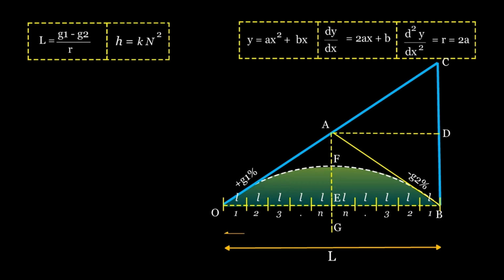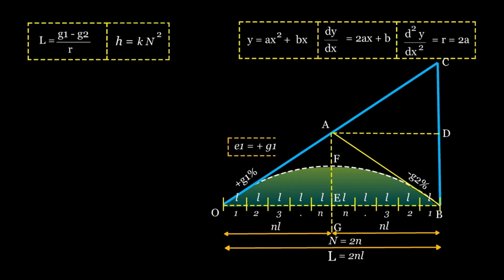So the distance from the starting point O to the midpoint E is n into L, that is nL. Similarly, from the midpoint E to the endpoint B, also nL. So the total length of the vertical curve, L, equals 2 into nL, that is 2nL, and the total number of chords in this vertical curve, that is N, equals 2n. G1 and G2 equal the grades of the two tangents, and e1 and e2 equal the corresponding rises or falls per chord length, L.